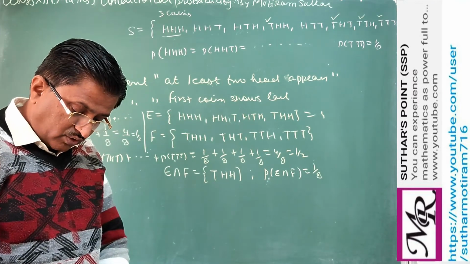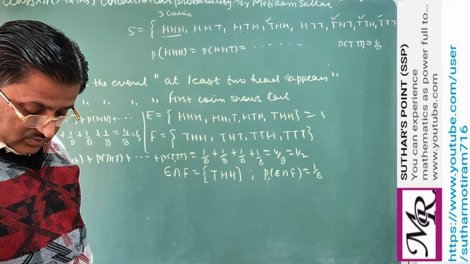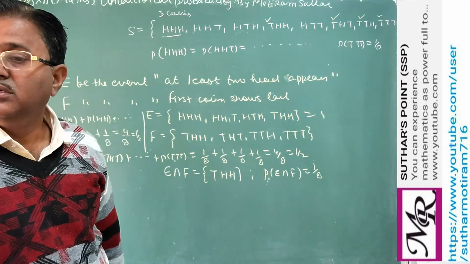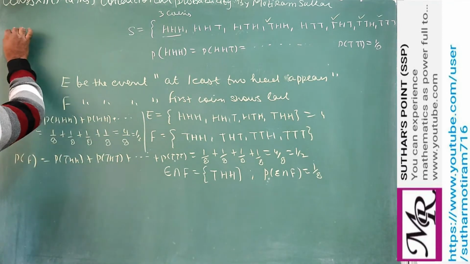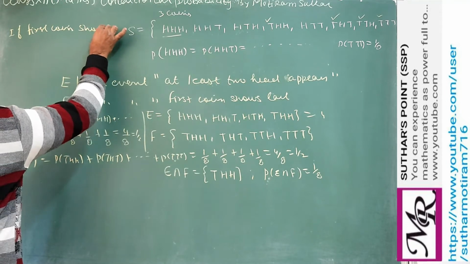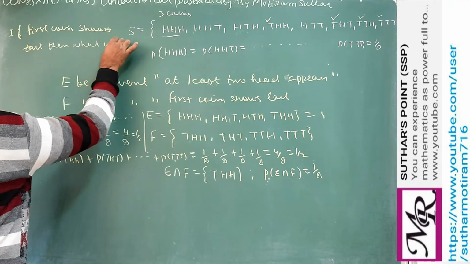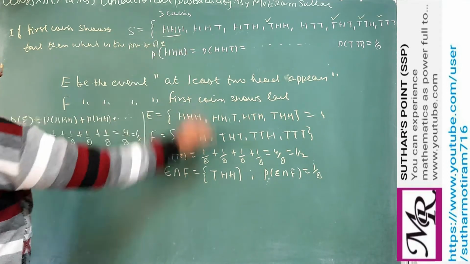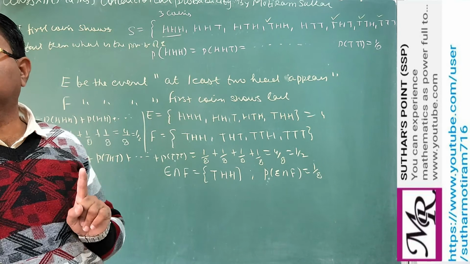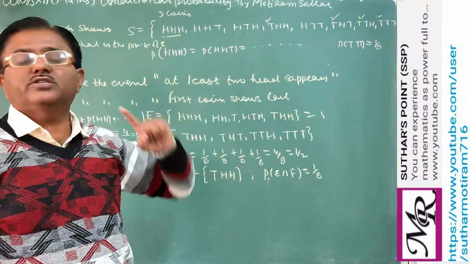Now we can see a very important result here. Suppose we are given that the first coin shows tail, that is, F occurs. Suppose this event occurs first. Then what is the probability of occurrence of E? So this is the condition. If the first coin shows tail, then what is the probability of E? E means at least 2 heads appear. So if the first coin shows tail, what is the probability that at least 2 heads appear?